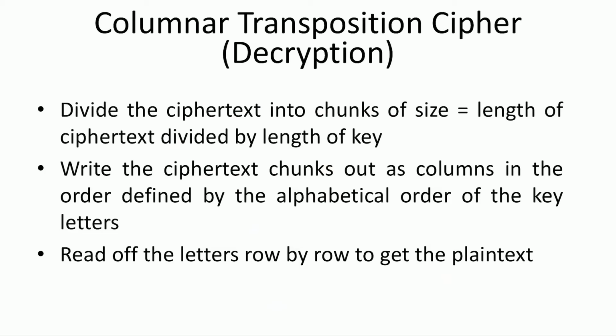We already know the row width, which is basically equal to the key size. So to find out the column height, we divide the ciphertext into chunks, whose size is equal to the length of the ciphertext divided by the key length, right? So these chunks are basically the columns, the column size. Once we have the ciphertext chunks or the columns, then we write them out. But which order we write them in is defined by the alphabetical order of the key letters, just like in the encryption. And finally, we are going to read off the plaintext row by row.